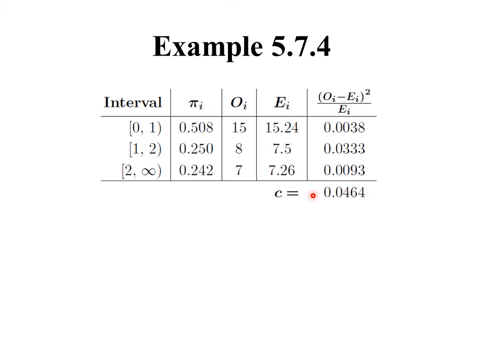This test statistic we can think of as a measure of the difference between these observed and expected values. If it is small, that means there's not a lot of difference between these values. We can see from the table that there's just not a lot of difference. If this test statistic is large, that would indicate that there's a lot of difference between the observed and the expected values.